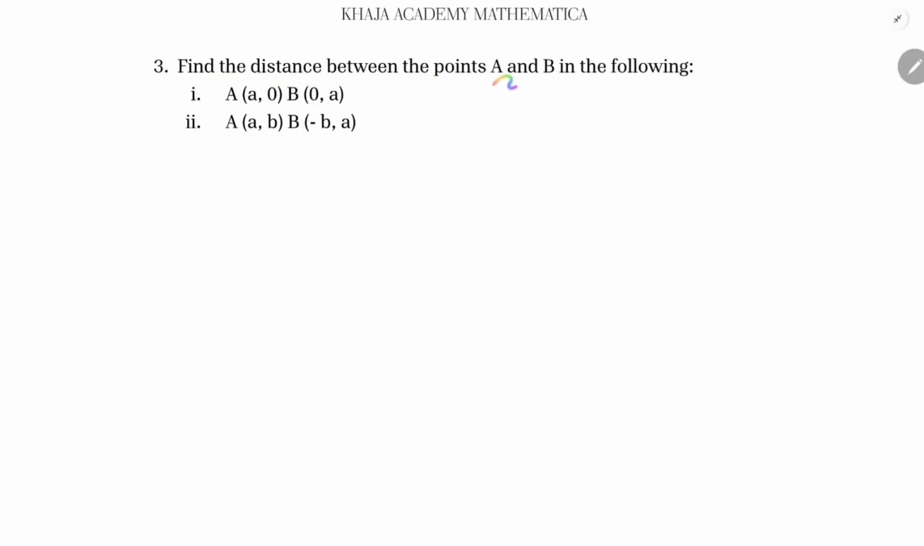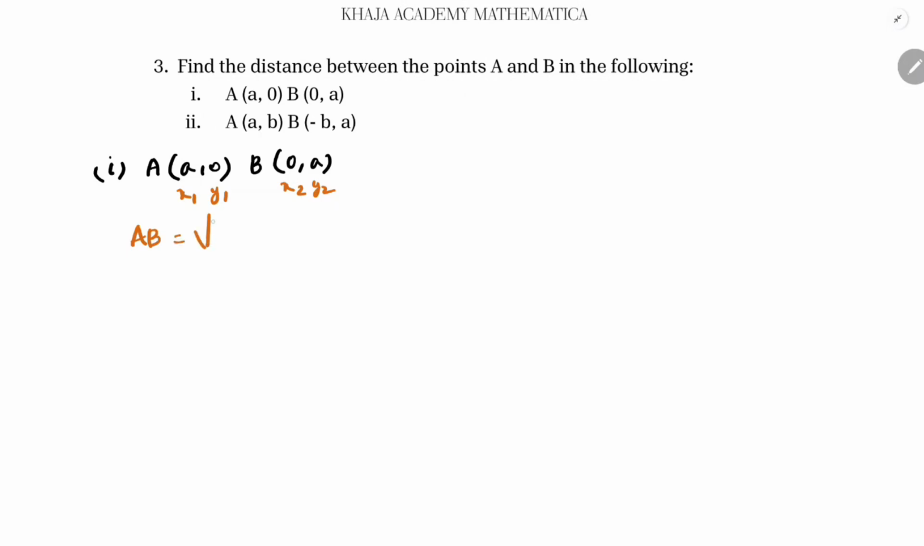Find the distance between the points A and B in the following. Here, the first question is (A, 0) and (0, A). So here I'll consider these 2 points as x1, y1, x2, y2.